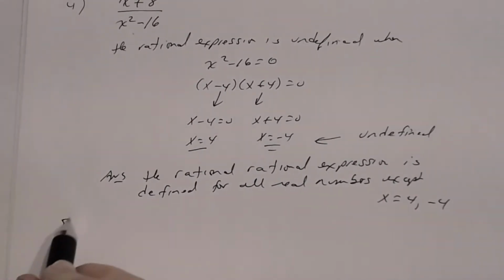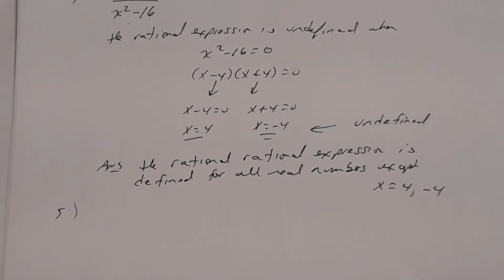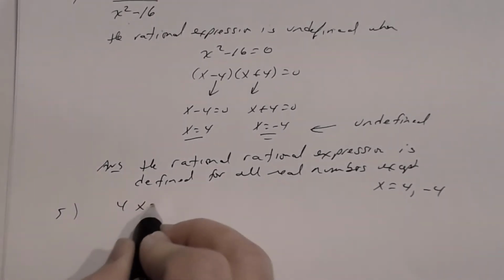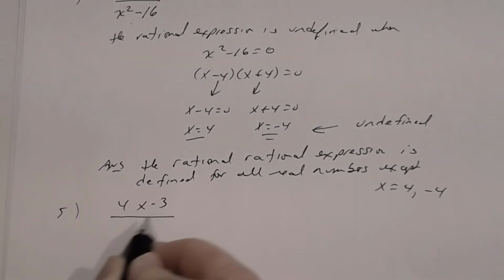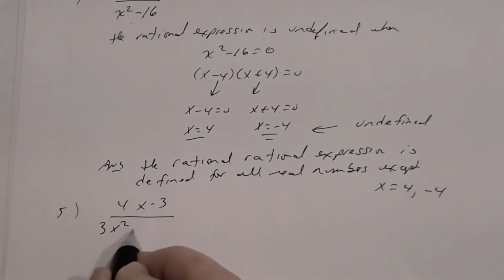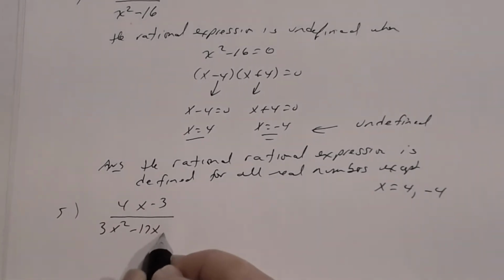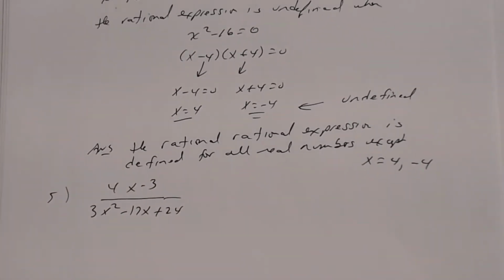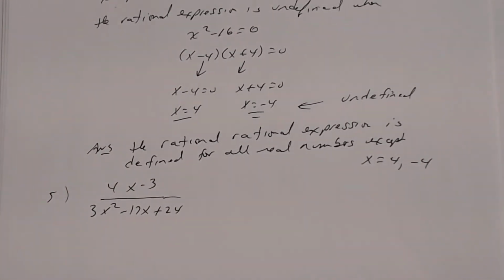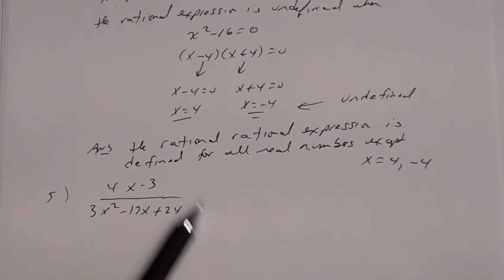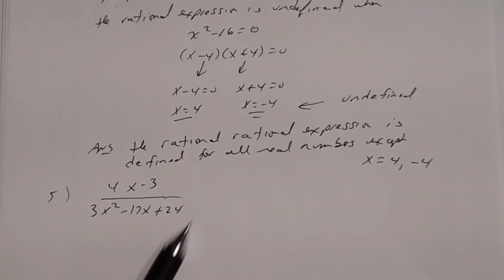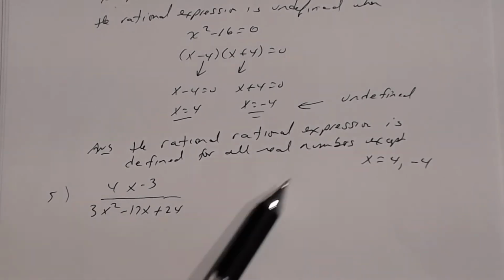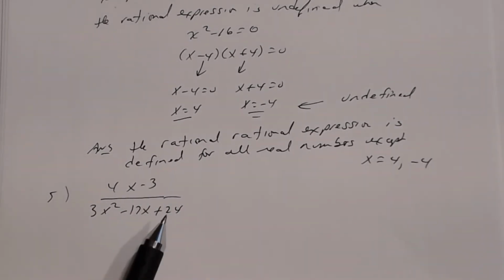Okay, number 5. Let's suppose we have this rational expression, 4x minus 3 divided by 3x squared minus 17x plus 24. So again, I want to find out for what values of the variable this rational expression is defined. Well, first of all, let's find out where it's undefined.